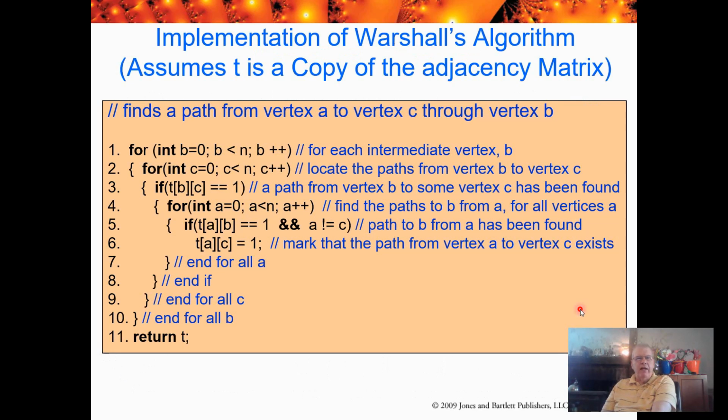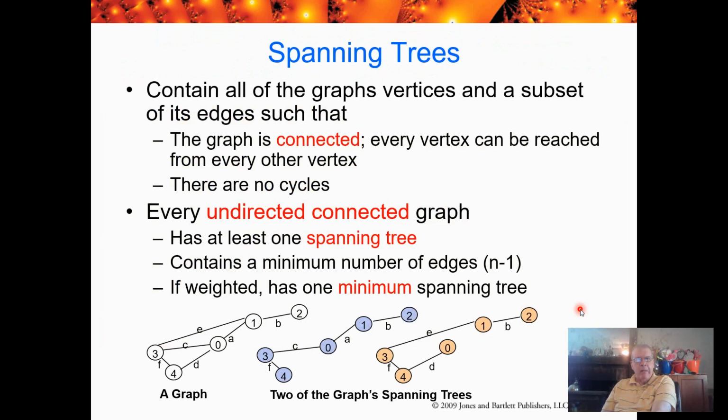So here's the algorithm for implementing Warshall's, just 3 nested for loops and some if statements down underneath the for loops. And once again, we're not going to go through that in detail.